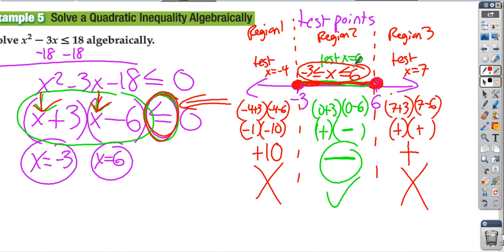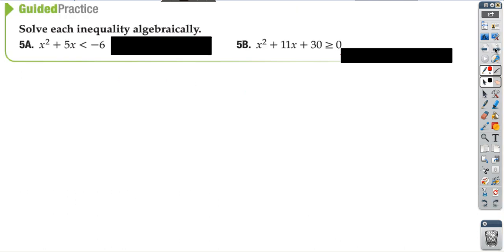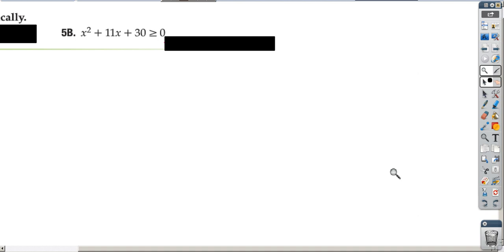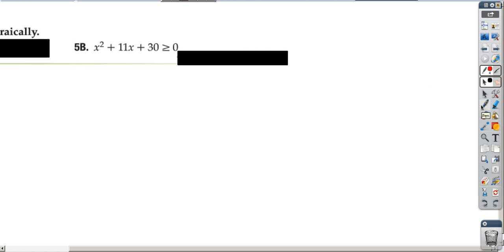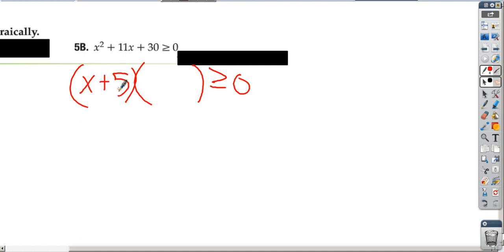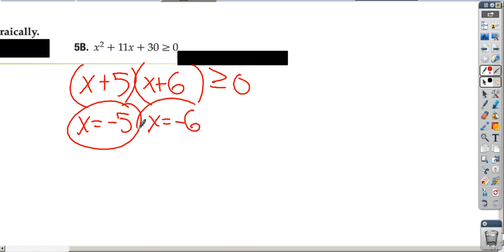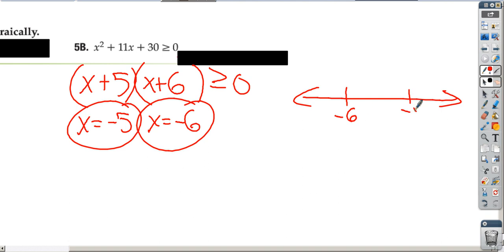Okay, what will we do if there was another type of shading? I'll show you one more here. Let's look at 5b. This, I think, would be a good example of the opposite condition. So again, we start by factoring right here. This is going to factor to x plus 5 times x plus 6. 6 times 5 is 30, plus 5 is 11. Okay, so the solutions are negative 5 and negative 6. So we need to put those on a number line so that we can test them. So here's negative 6, here's negative 5.